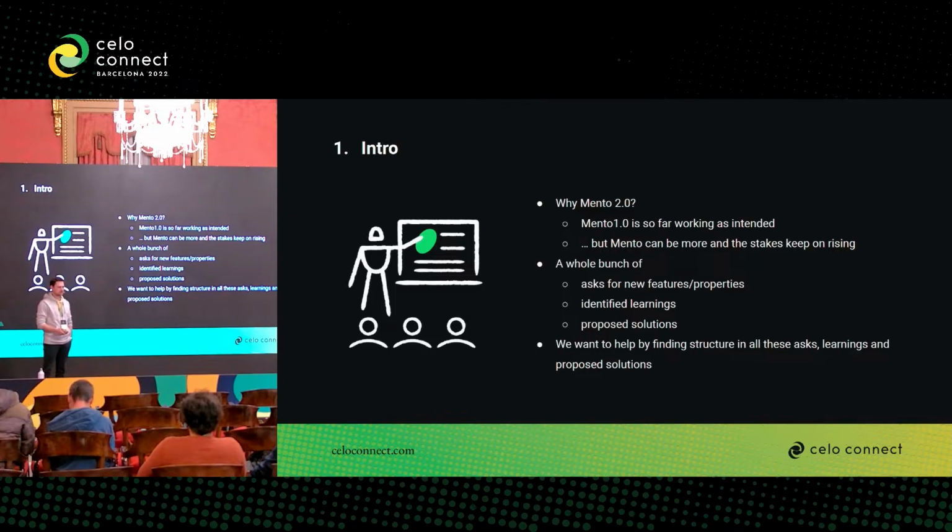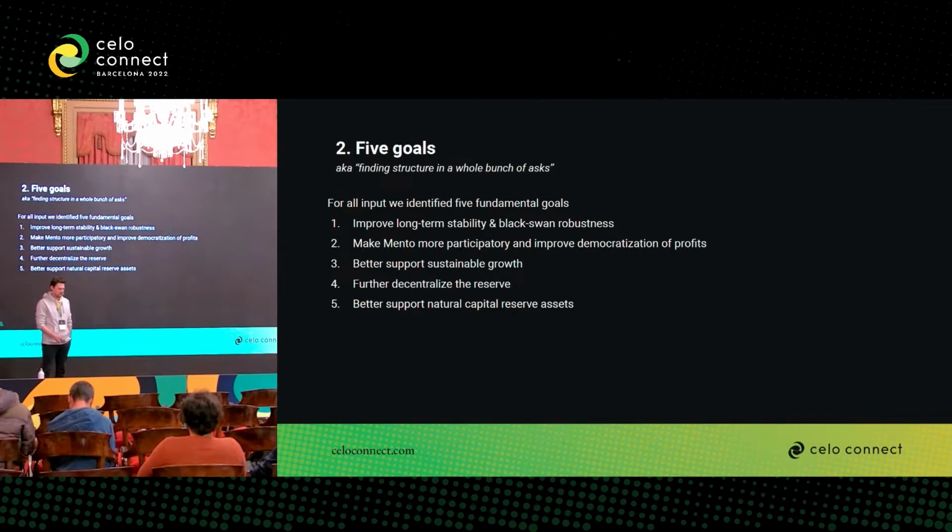Okay, so let's try to find a structure in the asks, the learnings, and the solutions that came our way. Let's start with the asks. We looked at all the asks that came our way and tried to find an underlying structure there, and basically core goals that underlie all these different asks. The ones we came up with here are the following 5 goals.